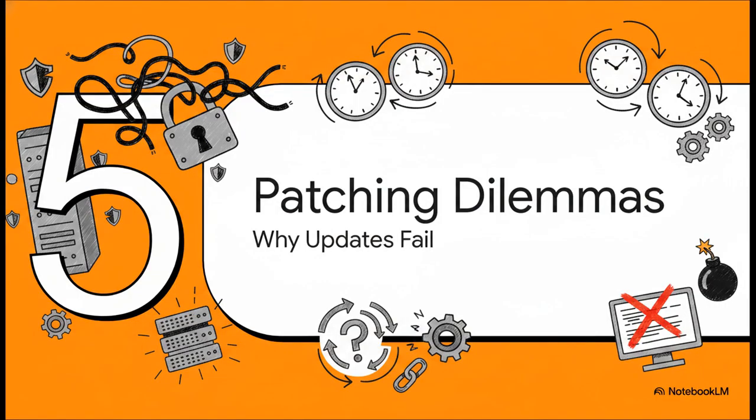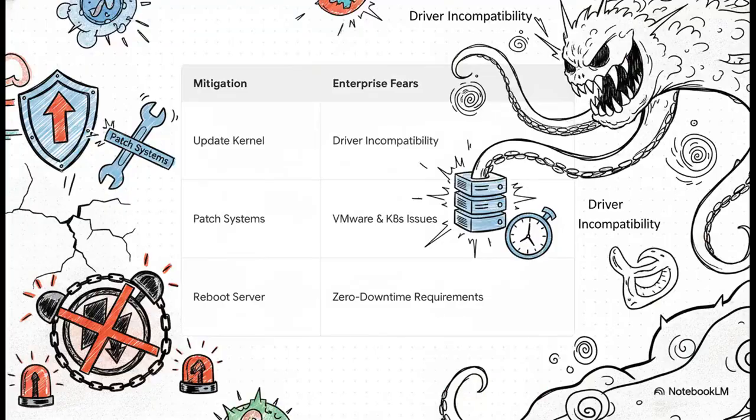All right, Section 5, Mitigation and Patching Dilemmas. So the obvious question everyone asks is, if it's this bad, why don't companies just patch their systems the second a bug is announced? Well, welcome to the Defender's absolute nightmare. It is so easy to say, just update it, but in a massive enterprise, updating the kernel is terrifying. You're dealing with what we call enterprise fears.